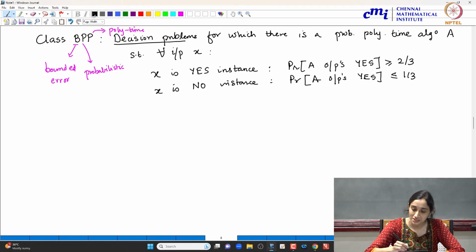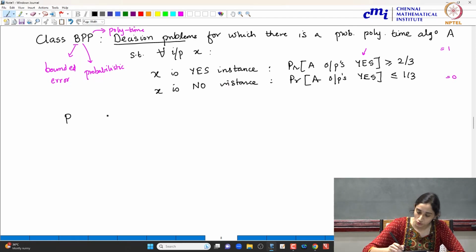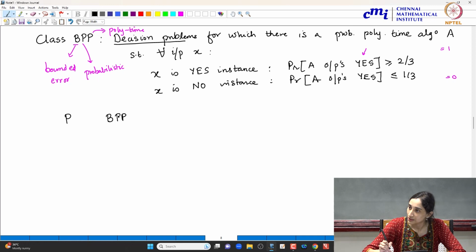So suppose the problem is in P, then there is an efficient algorithm for it. What does that mean? This means that there is an algorithm A that does not use any random coins, and if it's a yes instance, it will say yes with probability 1. And if it is a no instance, it will say yes with probability 0. So what can you say about P and BPP? P would be inside BPP, like a subset of.